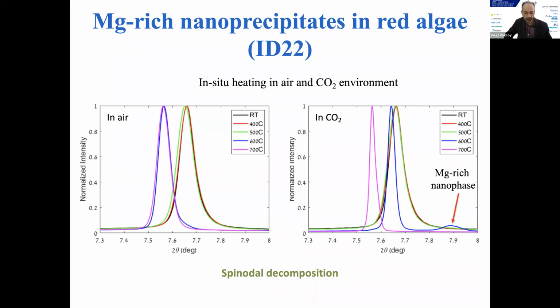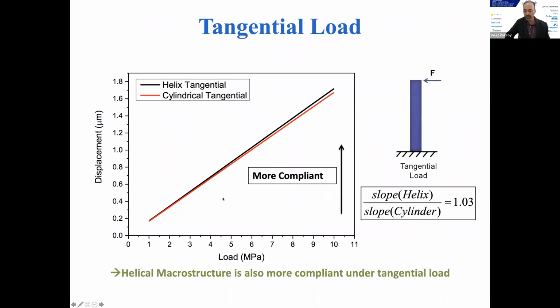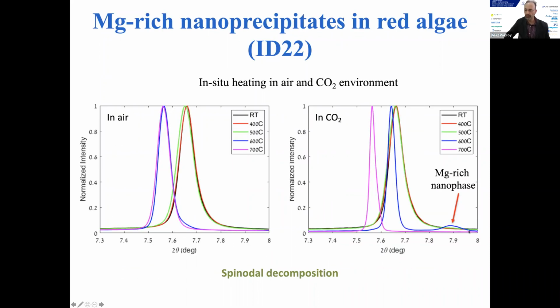If I have just a few minutes, I will show this. We also performed high resolution powder diffraction. Now, when we perform this in situ heating in air, we just see the shift of the peaks. We don't see any formation of these nanoprecipitates that actually give a nano diffraction peak here, which of course is rich in magnesium. And the reason is that magnesium calcite, especially when you have nanocrystals, is very sensitive to air. It decomposes to magnesium oxide, calcium oxide, and of course CO2.